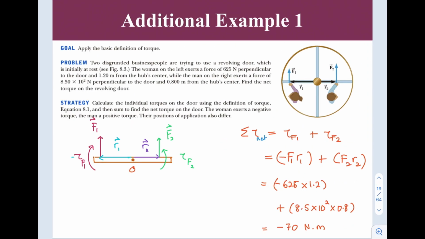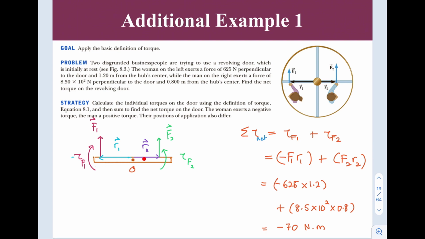Additional example 1, this is taken from another reference book. Two disgruntled business people are trying to use a revolving door which is initially at rest. In this figure, this is our fixed point, or axis of rotation. The woman on the left exerts 625 Newton perpendicular to the door and 1.2 meter from the hub center, while the man on the right exerts a force of 850 Newton perpendicular to the door, 0.8 meter from the hub center. Find the net torque on the revolving door.